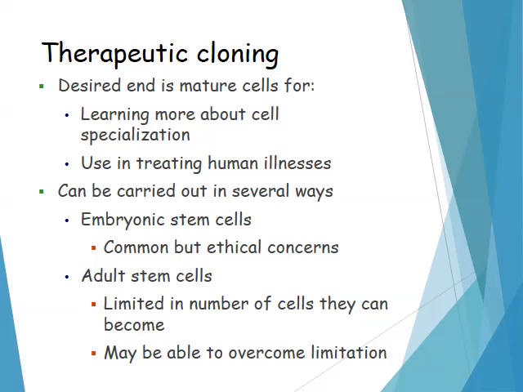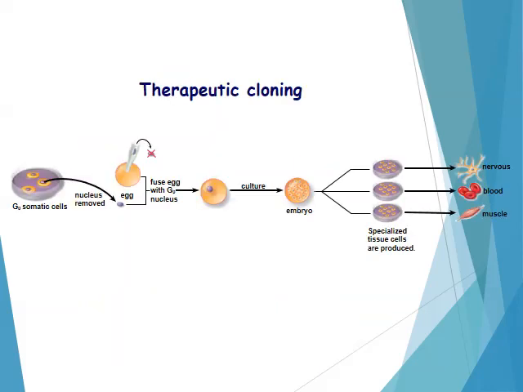Adults have some stem cells in their bodies. There are some muscle stem cells as well as those found in the bone marrow. But these are very limited in the number of cells that they can become. The research in adult stem cells is to find ways to overcome these limitations. The desired outcome would be, if you had some type of injury, to be able to take one of your body cells, fuse it with an egg, to grow tissue in culture, and then cause these tissues to become specialized and to generate new nervous tissue, blood tissue, or muscle tissue.